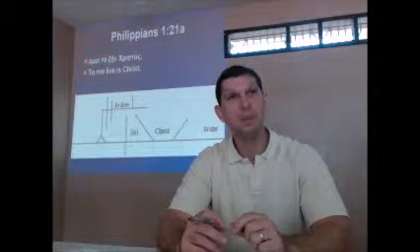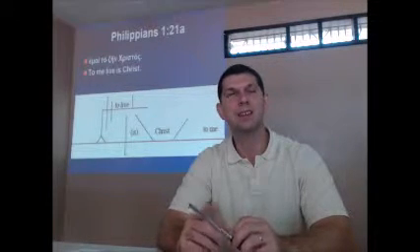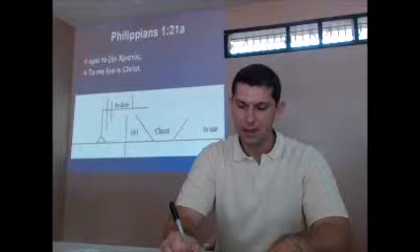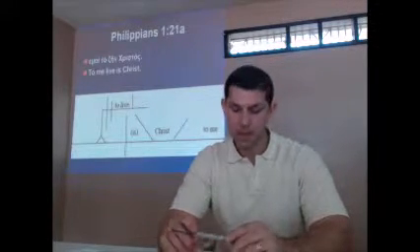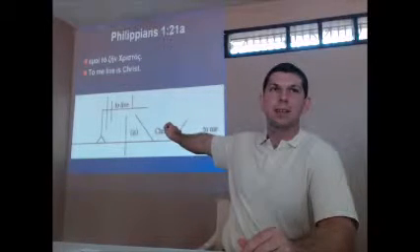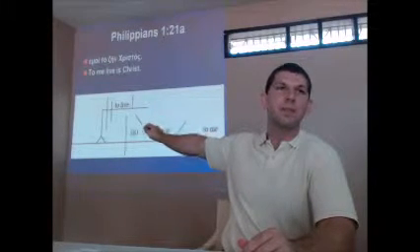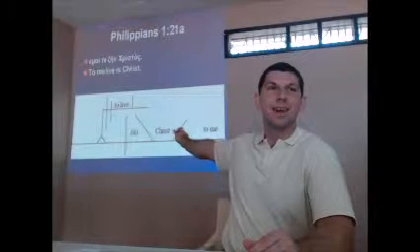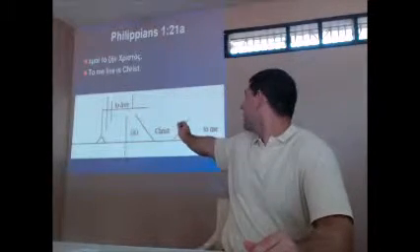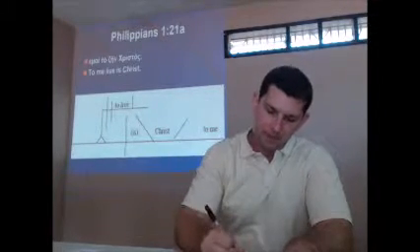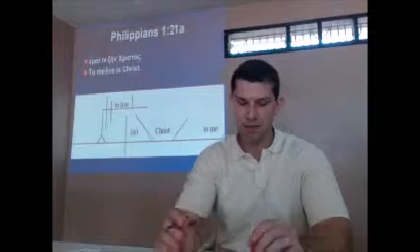Okay, it's a being verb. Okay, it's from Amy. Okay, Amy. So it's a being verb. So "to live" is the subject, and the verb, in parentheses, is the being verb. "Christ" is the predicate nominative. And then "to me" is dative. So what is that functioning as?